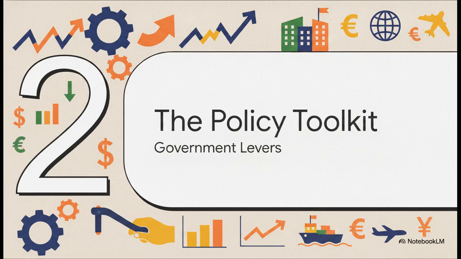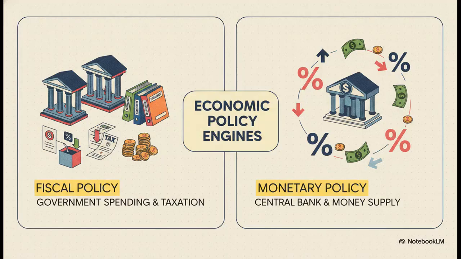Let's move to Section 2 and see how this builds, the government's policy toolkit. Knowing the targets is great, but how do we actually get there? What are the actual levers the government can pull? Well, the economy is primarily driven by 2 massive engines: fiscal policy and monetary policy. And they're handled by completely different operators.